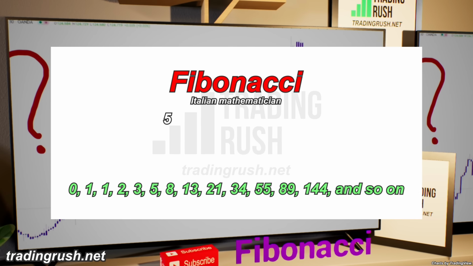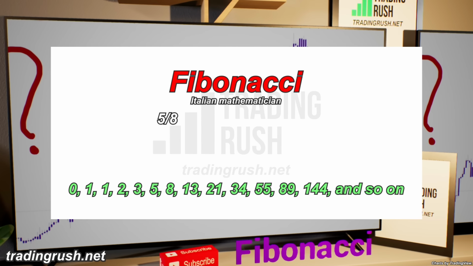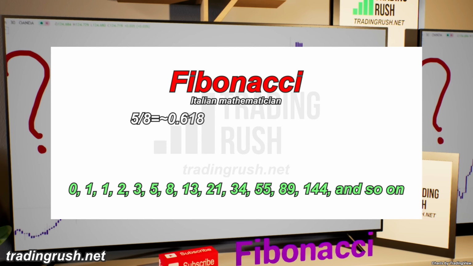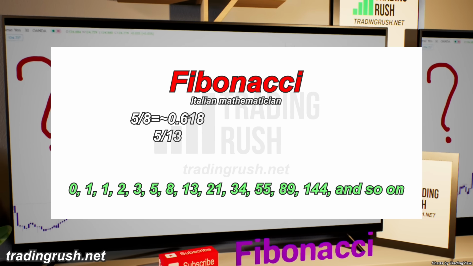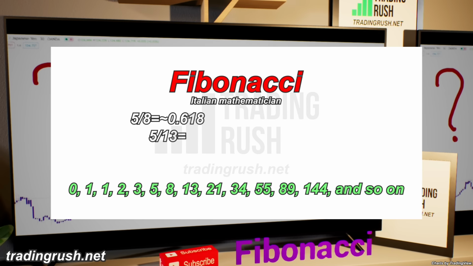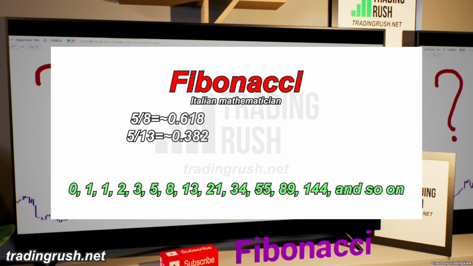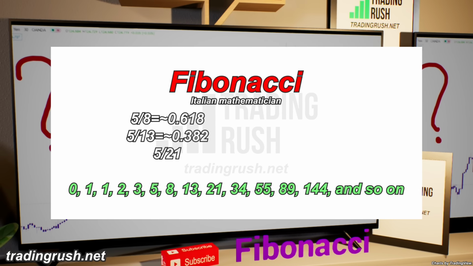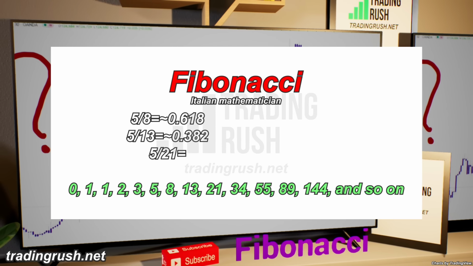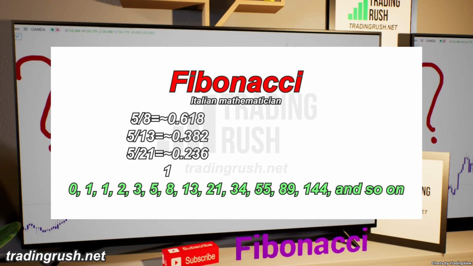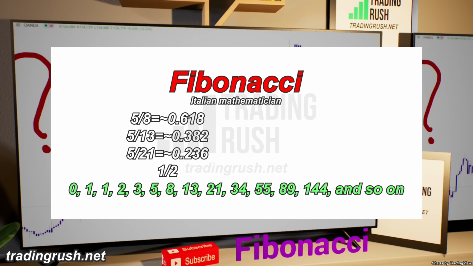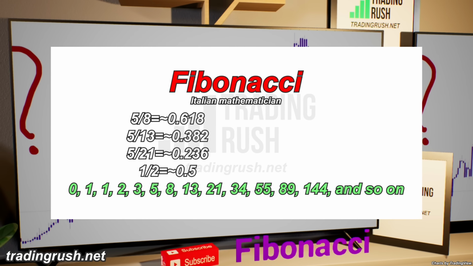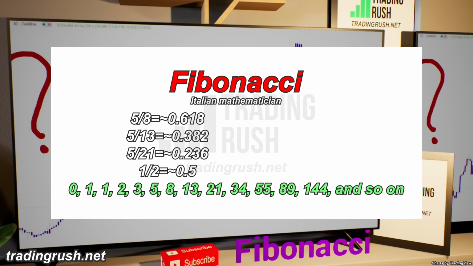Now if you take any number from this sequence and divide it by the next number, you will get a value of 0.618. If you divide any number by every other number in this sequence, you will get the value of 0.382. And if you divide any number by the third number next to it, you will get a value of 0.236. Furthermore, if you divide 1 by 2, you will get a value of 0.5. You probably noticed that these are the same numbers you will find on a Fibonacci tool.